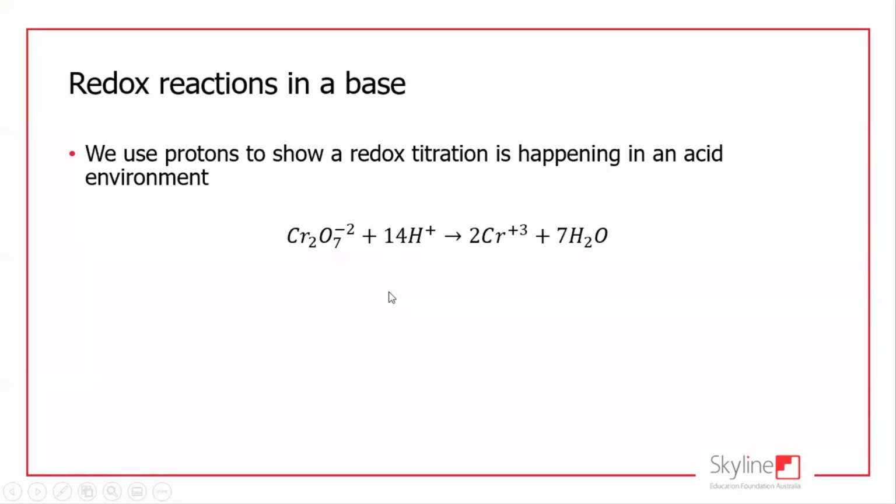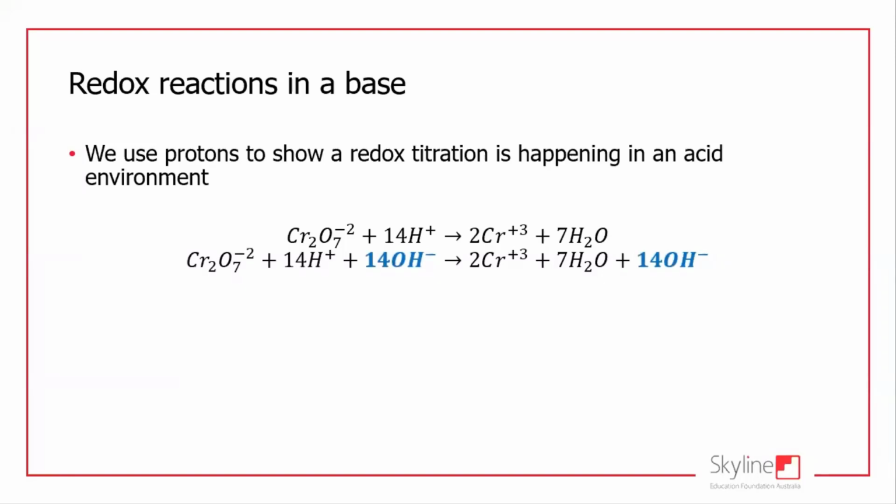The issue is we don't have H+. If you're ever asked to solve a redox equation, like write up a half equation that happens in a base, you just need to do the exact same steps as before. But when you get to hydrogens and add these 14 hydrogen ions on in this example, we just include an extra step. For every hydrogen ion in the equation, we add the same number of hydroxide ions to both sides of the equation. That's okay, if you add something to one side, it will cancel out on the other, and it just makes life a lot easier for us.